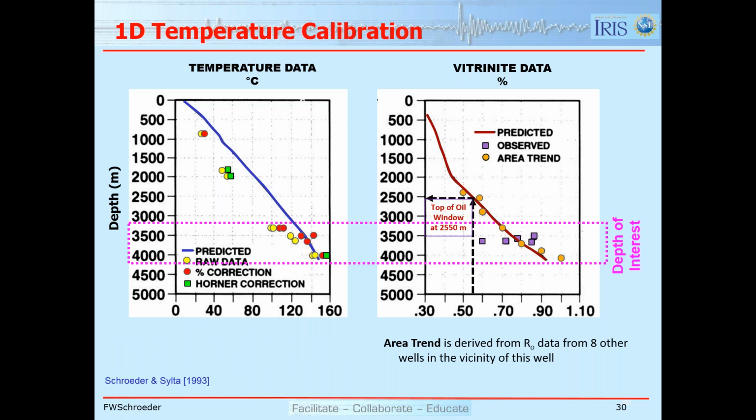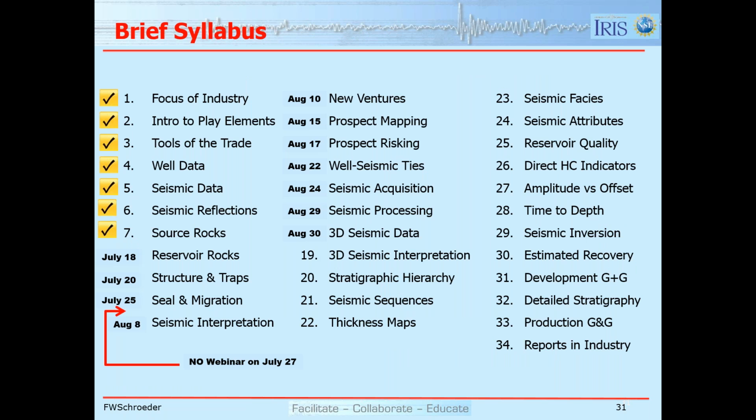So time doesn't allow me to go through too much. This is for one of the wells. This is the temperature data on the left, the vitrinite reflectance data on the right. The colored symbols are the actual temperature data and the actual vitrinite reflectance data. The blue curve is the model temperature for that location. The dark red is the modeled vitrinite reflectance for the well. Our depth of interest is down in this region where we seem to get a pretty good match, and in this region where we get a pretty good match as well. So I will end it there.